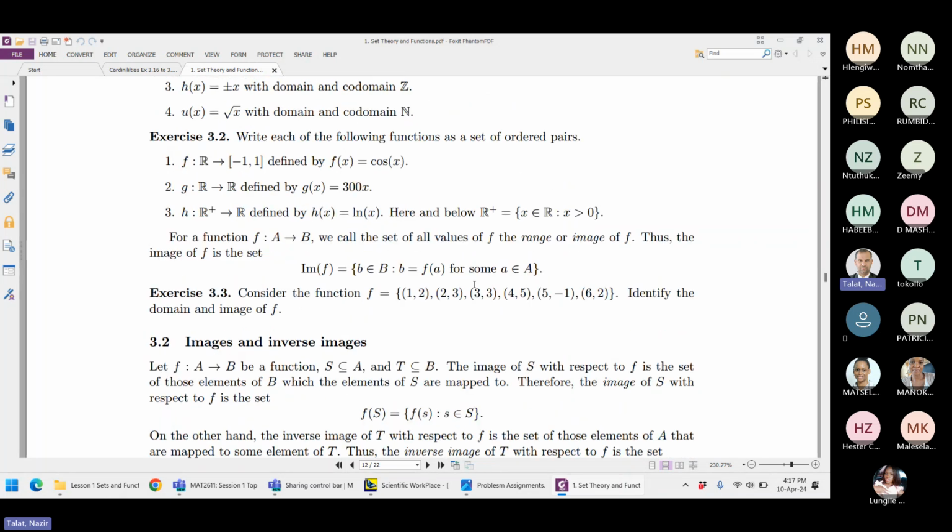The range set, or image set, we already described. The image set is the collection of all those values b in the range set B, where b is equal to f of a.